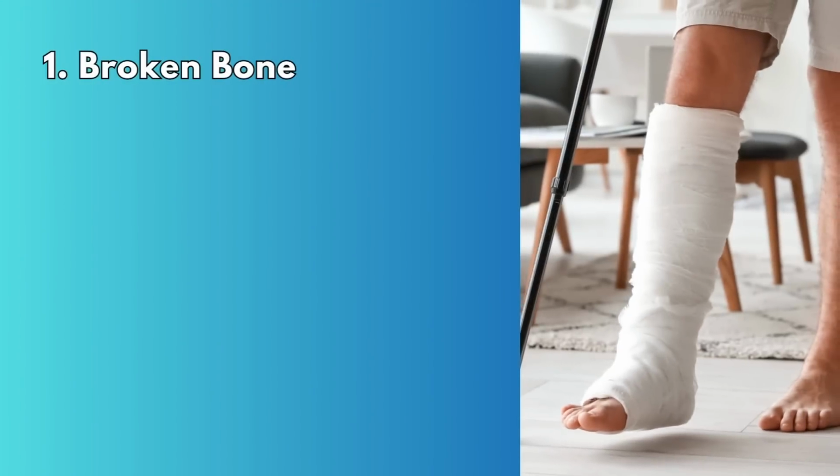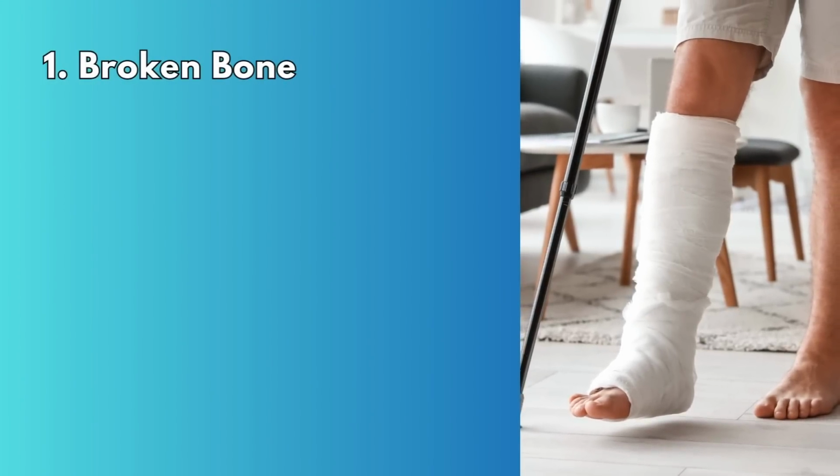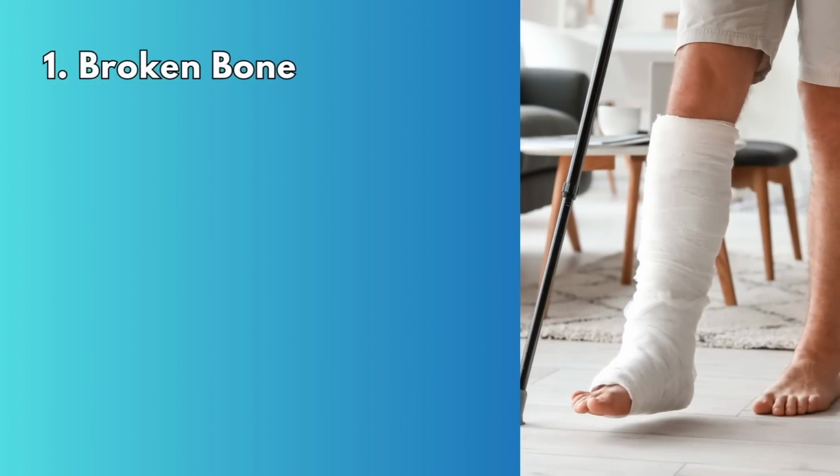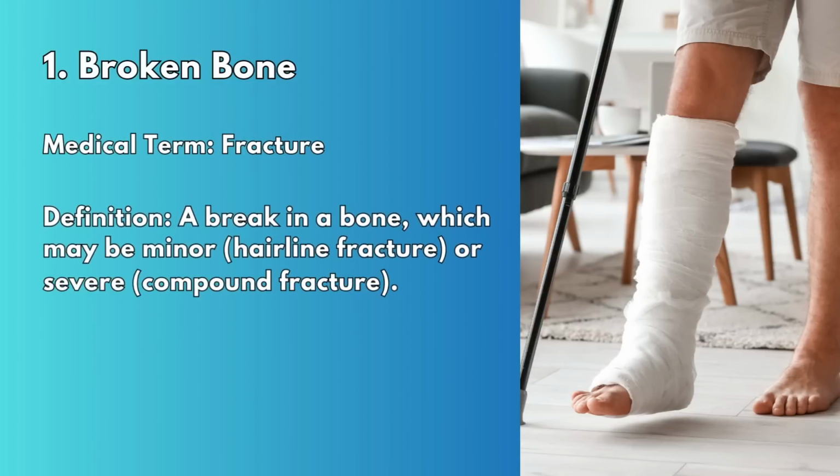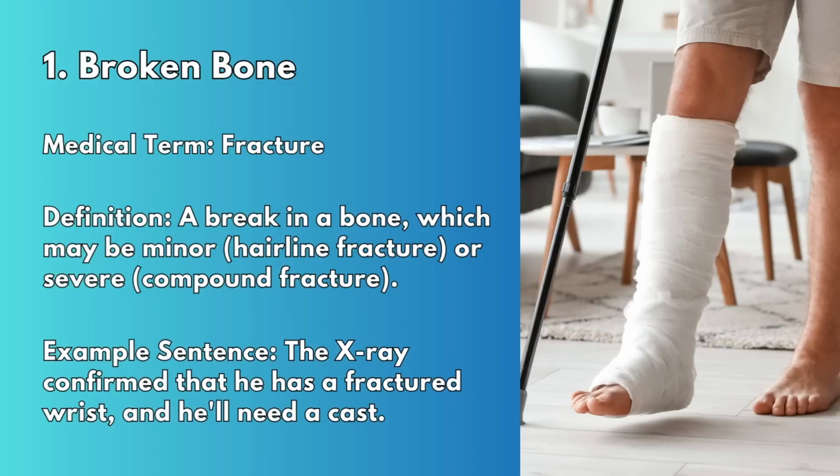Our first condition is a broken bone. The medical term for this is a fracture. Let's take a look at our first definition. A broken bone or a fracture is a break in a bone, which may be minor, like a hairline fracture, or severe, like a compound fracture. And let's take a look at our example sentence. The X-ray confirmed that he has a fractured wrist, and he'll need a cast.